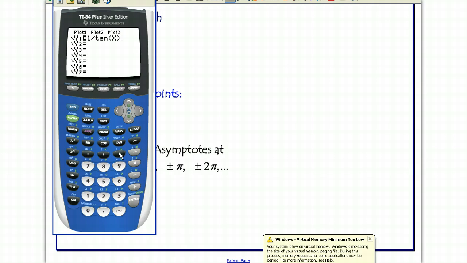So 1 divided by tangent, and I'll hit graph.